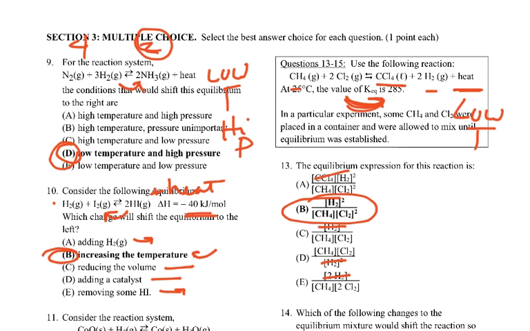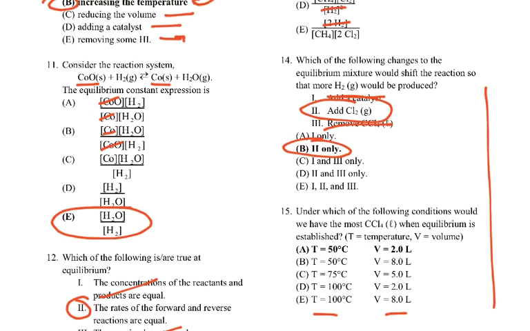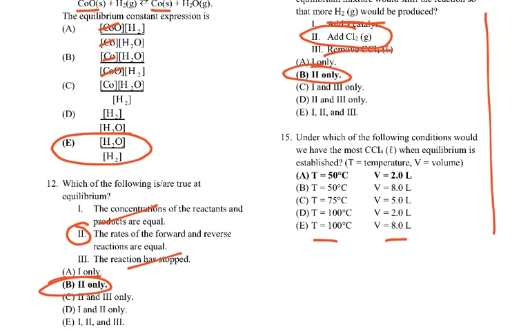And what do I have? I have 1, 2, 3 moles of gas on the left, and I have 2 moles of gas on the right. So if I were to squeeze this down, it would shift it to the right, smaller. So I want low temperature, and I want a small volume. Okay, so low volume. So I want low temperature and low volume. And out of these 50, 75, and 100, that 50 is the lowest temperature, and 2, 5, or 8, 2 is the lowest volume. So I'm looking for low temperature and low volume. There it is.